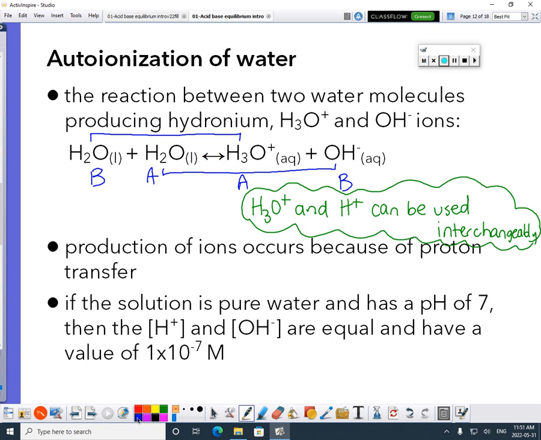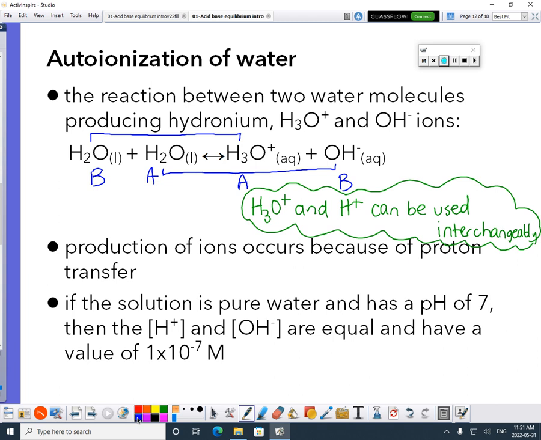So pure water has a neutral pH, which we say is 7. Then the hydrogen and hydroxide ion concentrations have to be equal. If it's neutral, that makes sense. So they have a value of 1 times 10 to the negative 7.